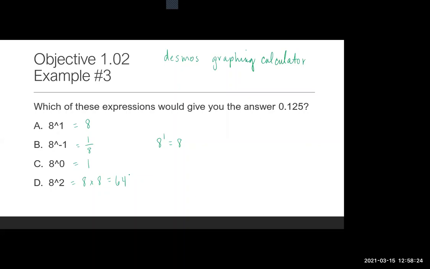So the only one that could be even close to 0.125 would be the one that is less than 1, right? Because 0.125 is less than 1, so that would have to be B, the 1/8.